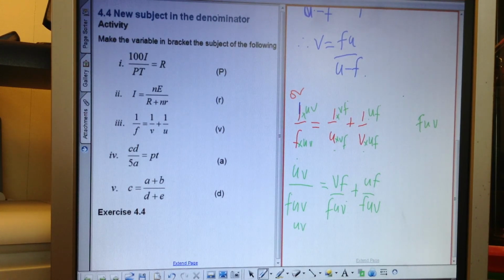It means UV will be equal to VF add UF. I'll group the terms with V together, so I'm going to get UV minus VF equals UF. That means that I can factorize my V, so I'm going to get V into brackets U minus F equals UF. Hence, V will be equal to UF over U minus F as above.